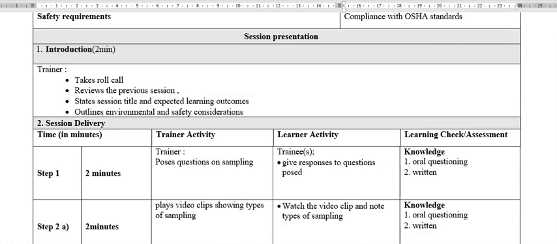So in this type of sampling that we call non-probability, it also has its types. The first one includes convenience sampling, the quota type of sampling, and the purposive sampling. So that's all about the types of sampling.